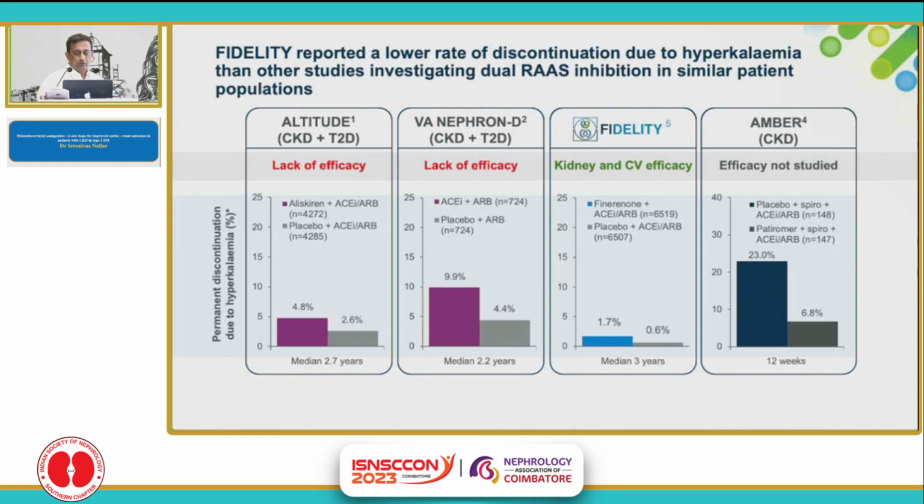If you look at the other common RAS blockade studies, the ALTITUDE study, the VA NEPHRON-D study, and the AMBER study, the incidence of hyperkalemia when you use more than one RAS blockade drug is much, much more. But in FIDELITY, when you're using finerenone with an ACE inhibitor or ARB, the incidence of hyperkalemia is very less, which is important for us.